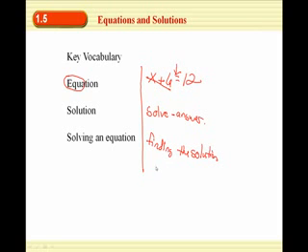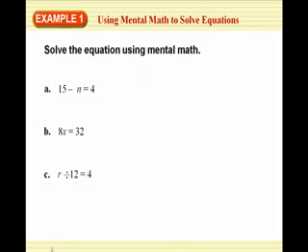You may use mental math. You may use some algebra to do it. Might be, perform some steps to both sides to get the x by itself, whatever it might be. So solving an equation is what you do to find the solution. So let's take a look at this in this section. And you'll notice on page 26, example 1, you go down and it's called solving the equation using mental math.